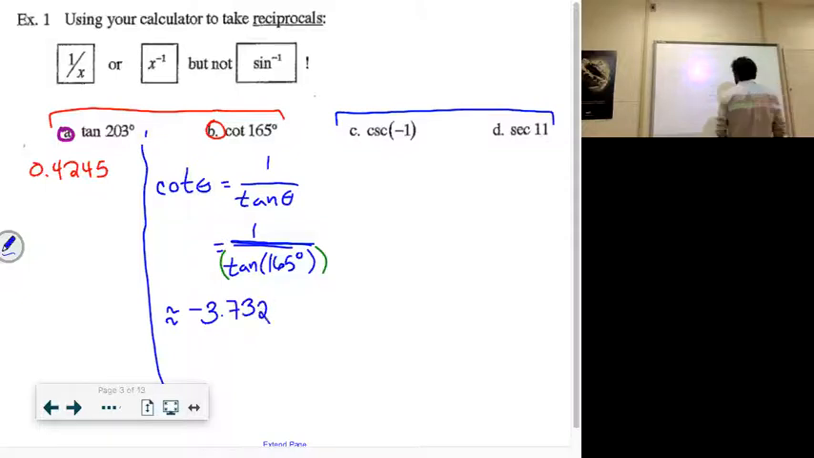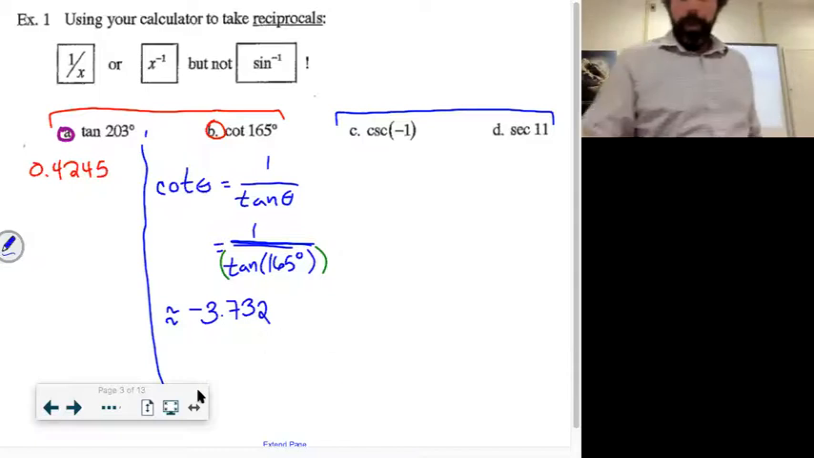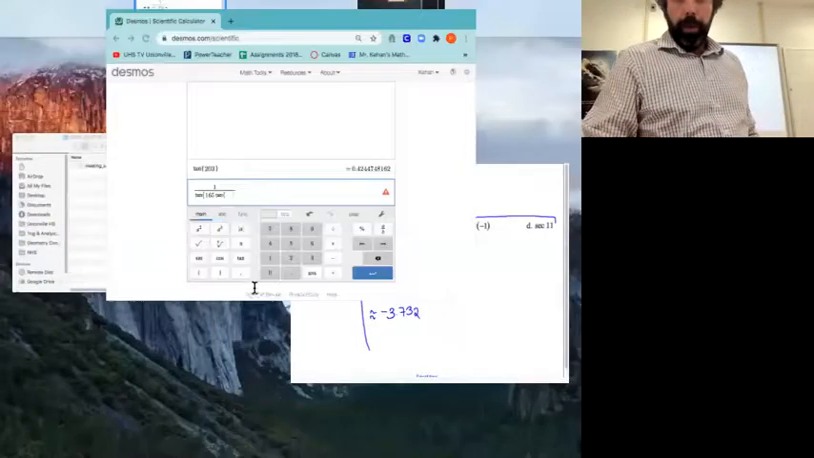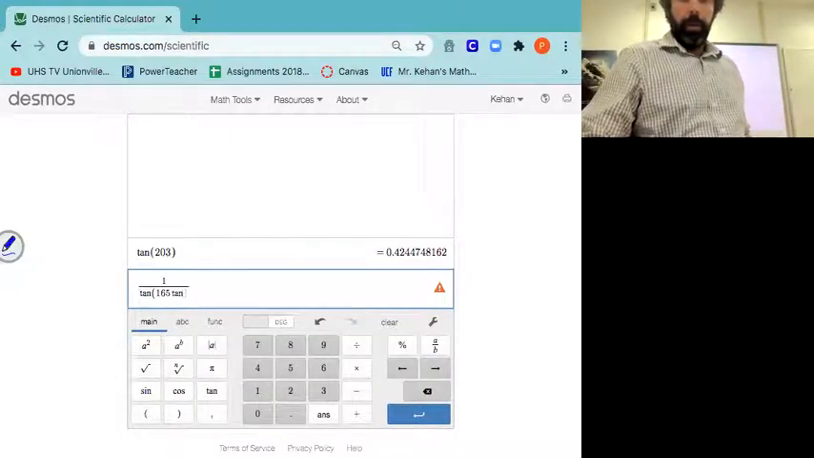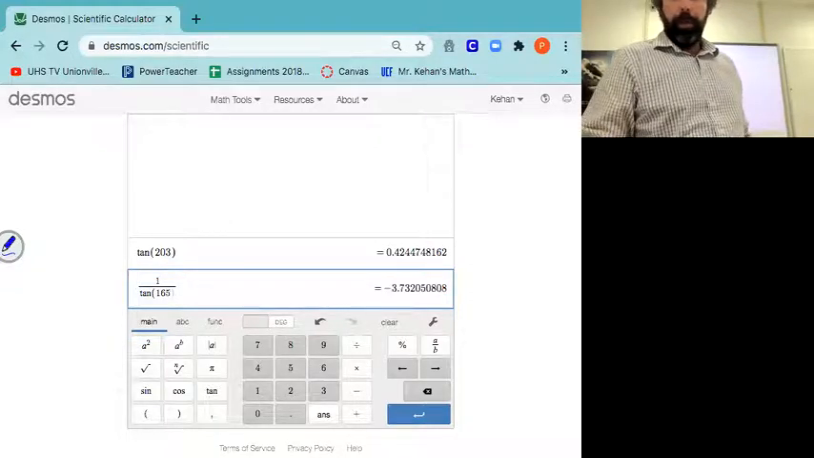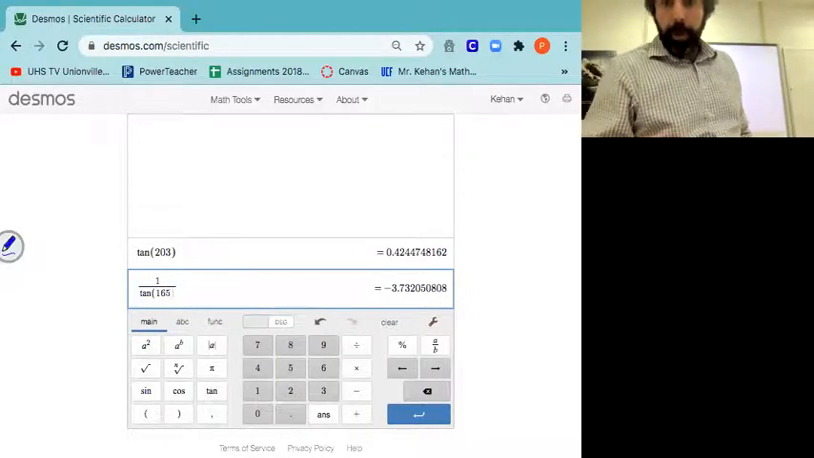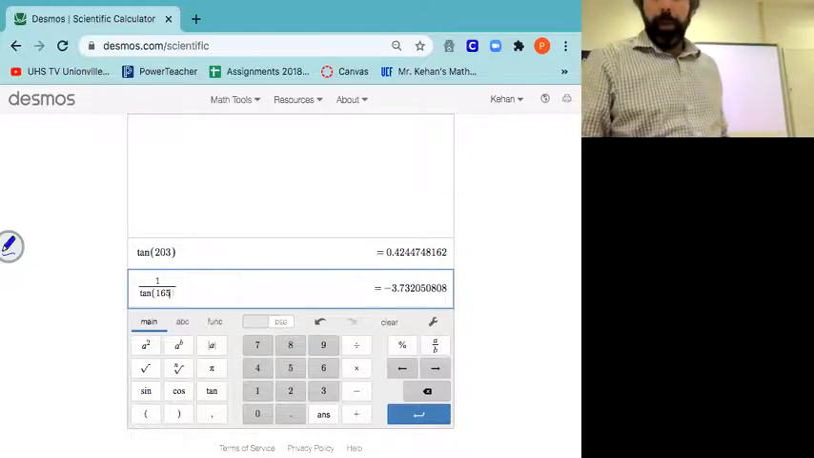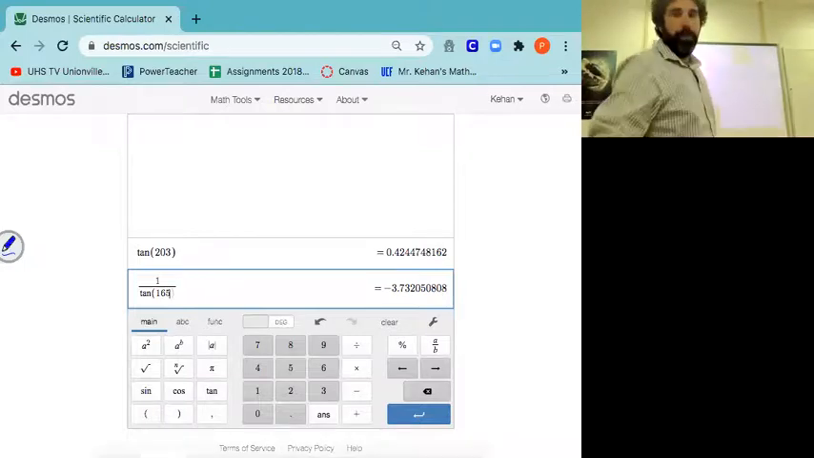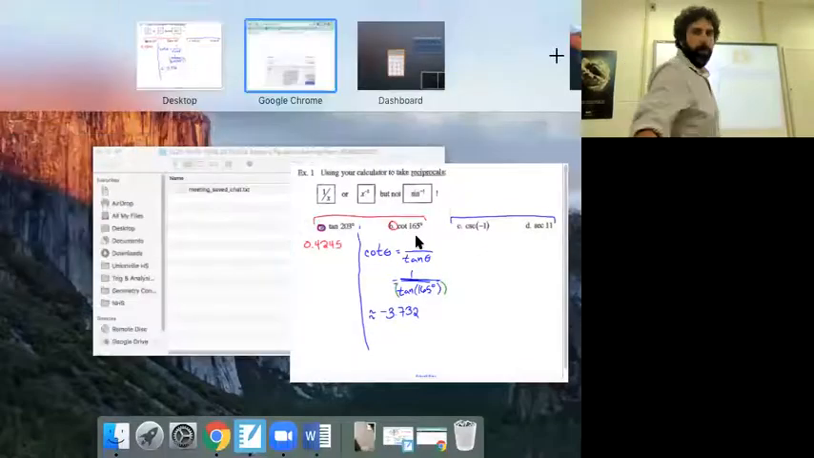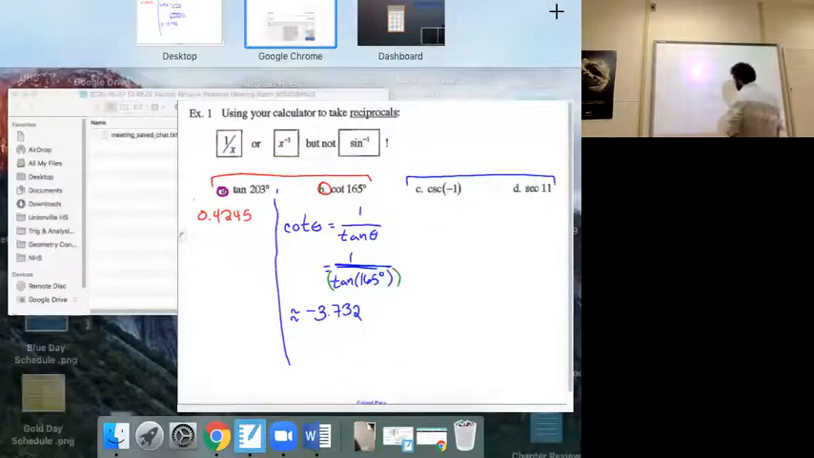So it's going to give me approximately negative 3.732. I think I missed a decimal point there. Let me go back and double check. I messed up something here. There we go. Negative 3.732, so that would round to negative 3.7321. This is the official answer there.